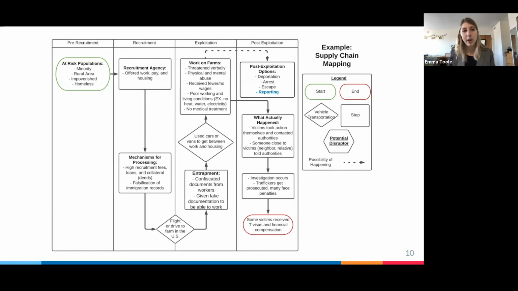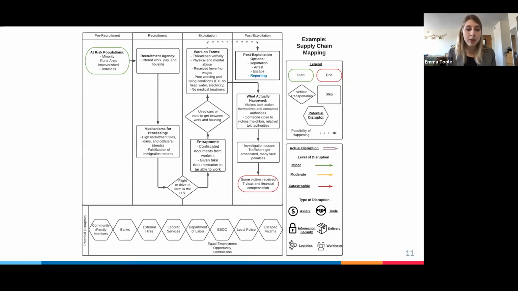So after making this mapping, it basically shows the entire supply chain network of the at-risk population, how they got exploited, how the process occurred, to how the chain was then broken. And then I'm able to analyze the potential disruptors and add on to this existing mapping to help show how the chain could have been broken sooner. And that could look something like this.